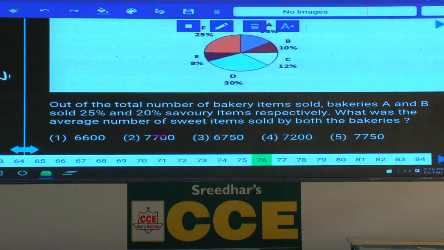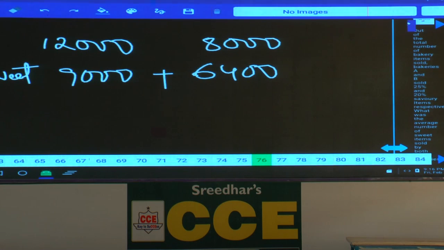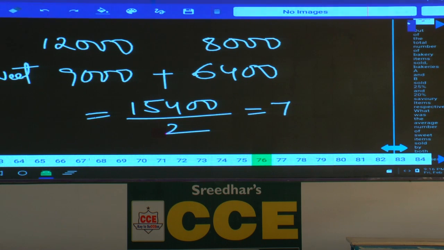Now, what is your question? Average number of sweet items sold by both the bakeries. Total number of sweet items sold is 15,400. But you are asked to calculate average, so 7,700.